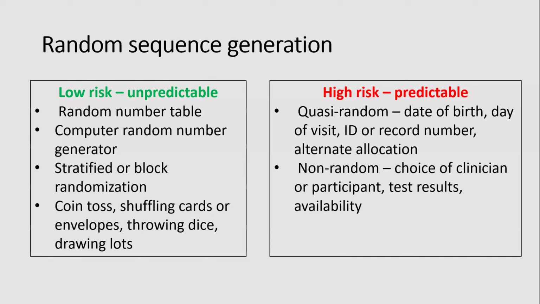Now when will we say it is a low risk of bias? We know, as I told, we have different methods for random sequence generation, like a computer random generator, a random number table, or stratified or block randomization. And sometimes they also use coin toss, shuffling cards or envelopes, throwing dice, drawing lots. So when you see a randomized control trial, they have to mention in their study how randomization was done.